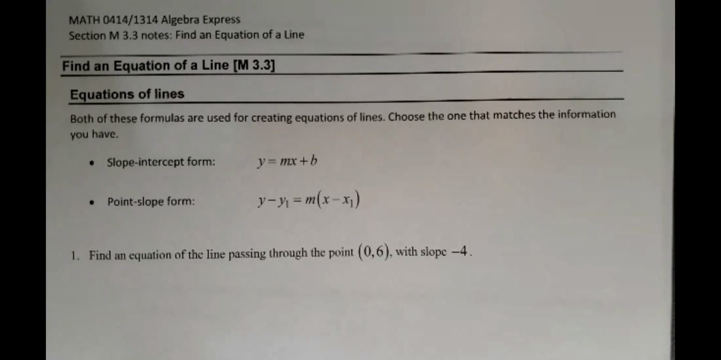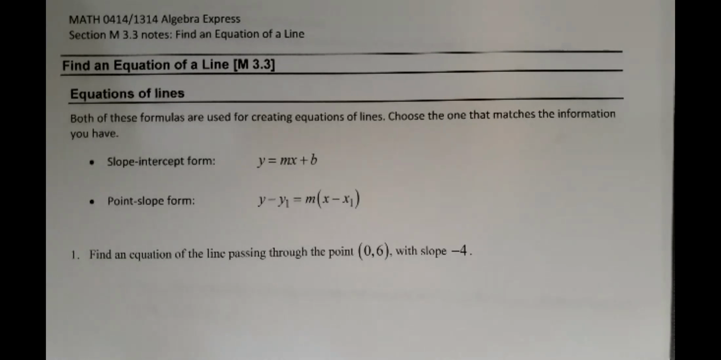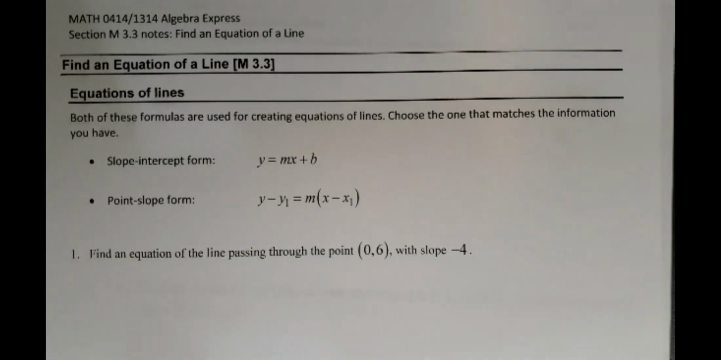So this section is called Find an Equation of a Line. In this section, they're going to give us basically two equations of a line, and we'll talk a little bit more about them. Both of these formulas are used for creating equations of lines. Choose the one that matches the information you have. So let's talk a little bit about these.